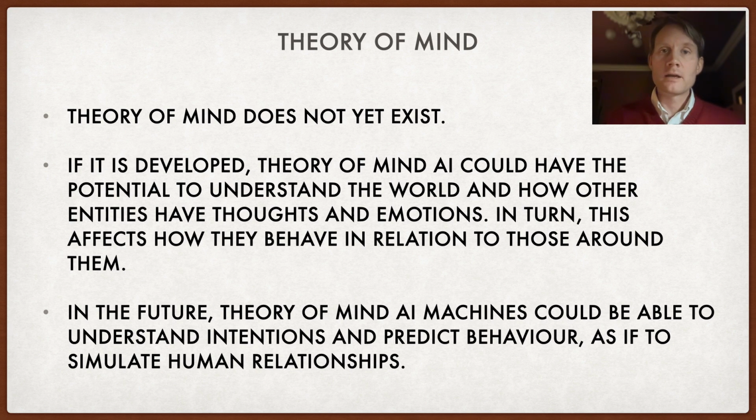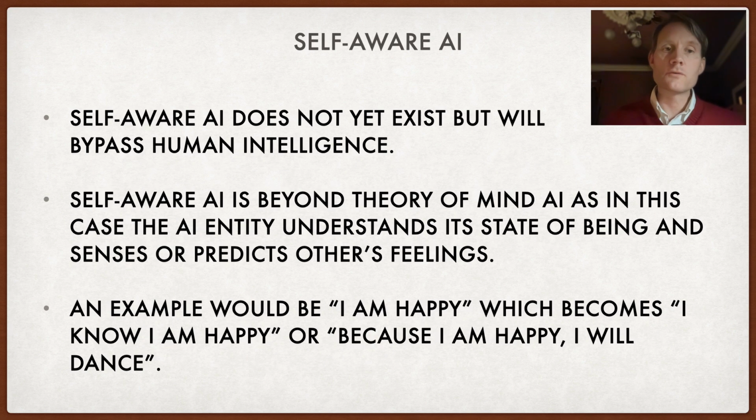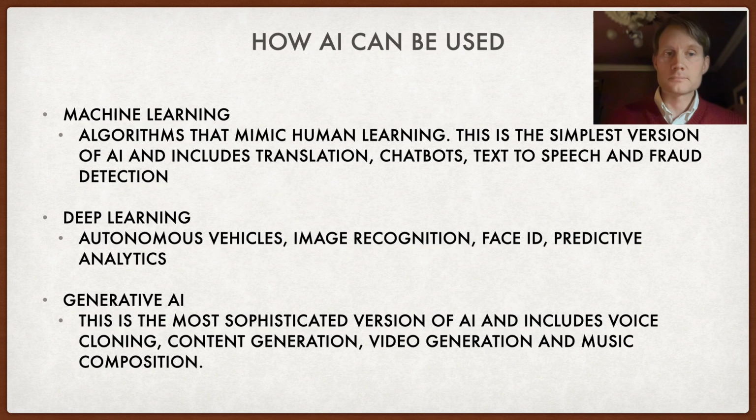And the fourth and final is self-aware AI, which similarly does not yet exist. But once it does, it will bypass human intelligence. So one way of looking at this is to consider that it understands its state of being and senses or predicts others' feelings. For example, I am happy would become I know I am happy, or because I am happy I will dance. So let's move away from that and look at how AI can actually be used.